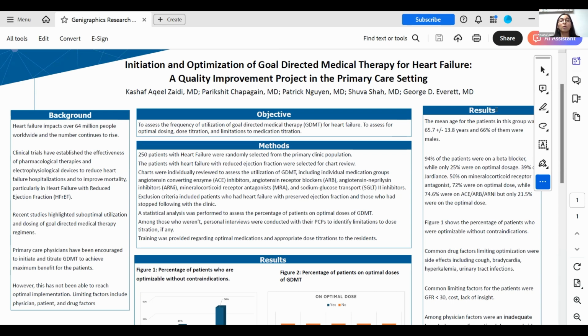So basically, what we did was we got a list of 250 patients with heart failure who were enrolled in our clinic. And amongst those, we had about 82%, which are heart failure with reduced ejection fraction. And amongst those, we basically did chart review extensively to identify which of those medications they were on and what doses they were on as well.